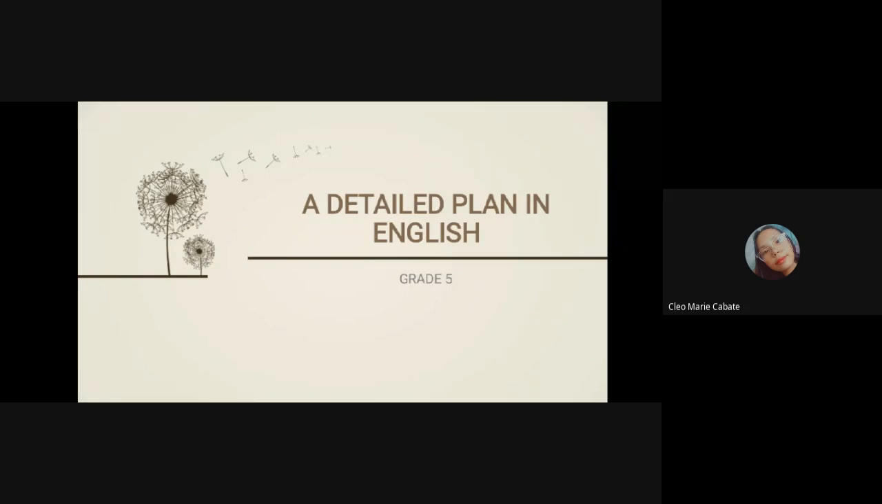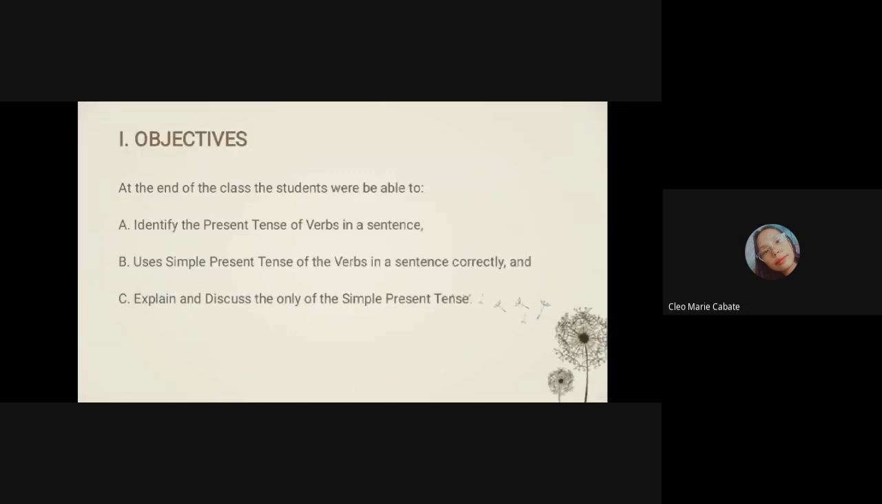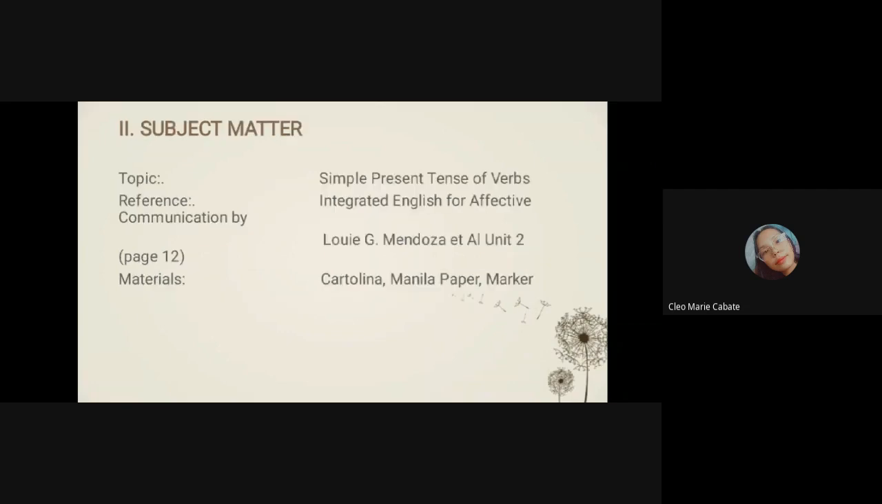A detailed lesson plan in English, grade 5. For the objectives: identify the present tense of verbs in a sentence, use a simple present tense of the verb in a sentence correctly, and explain and discuss the uses of the present tense. For the subject matter, my topic is simple present tense of verb. Reference: Integrated English for Active Communication by Louis G. Mendoza et al., Unit 2, page 12. For the materials, cartolina, Manila paper and marker.